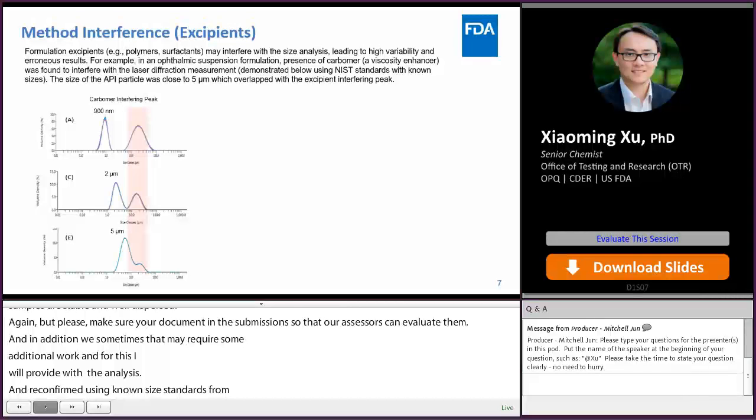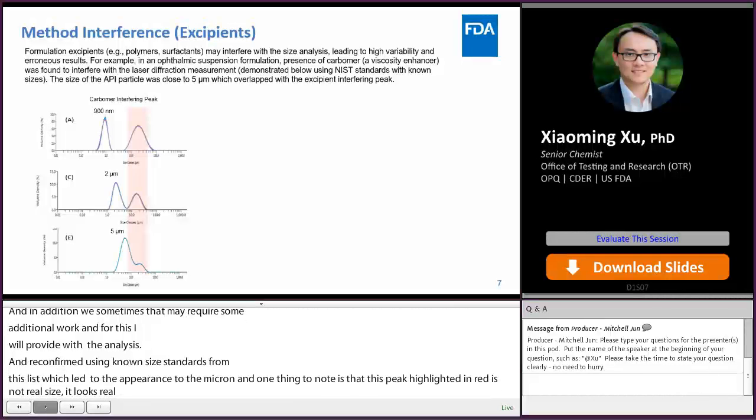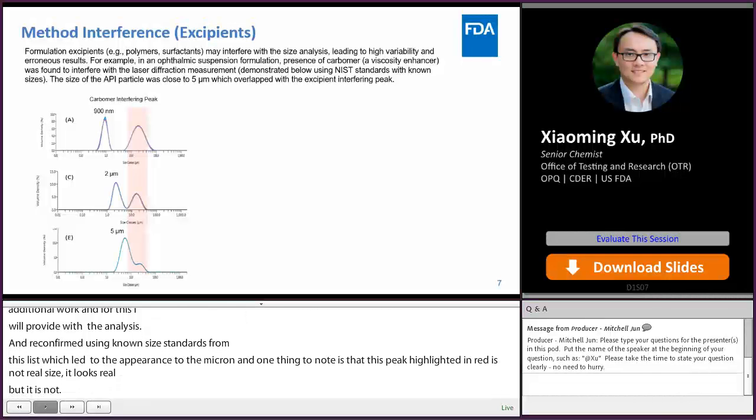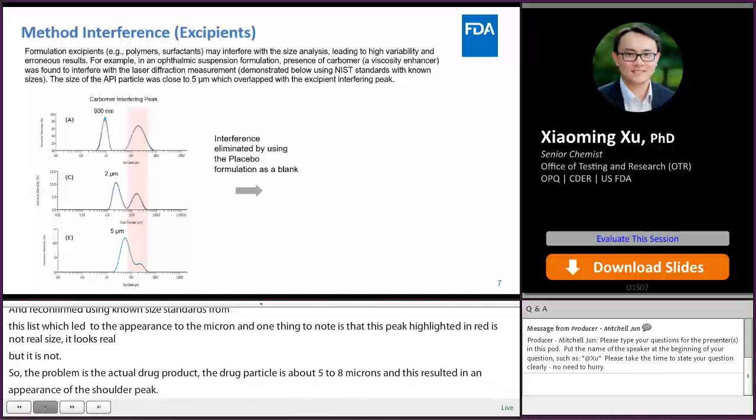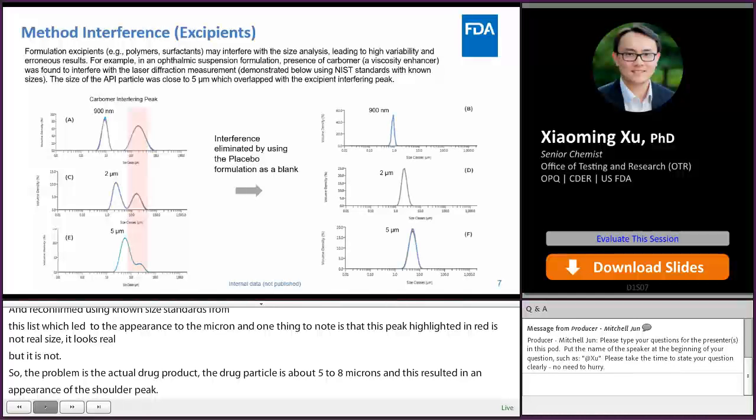So the problem is in the actual drug product, the drug particle is also about 5 to 8 micron, and this resulted in the appearance of a shoulder peak, as this may create variations in the size results and make it difficult to conduct product comparison. In this case, what we did was we developed an interesting method where we use the placebo formulation, which contains everything except the drug, and we collected signal from the placebo as the background immediately prior to collecting signal from the actual formulation. And the equipment software performed the subtraction, and the end result is a clean distribution of the drug substance instead of including the interference.